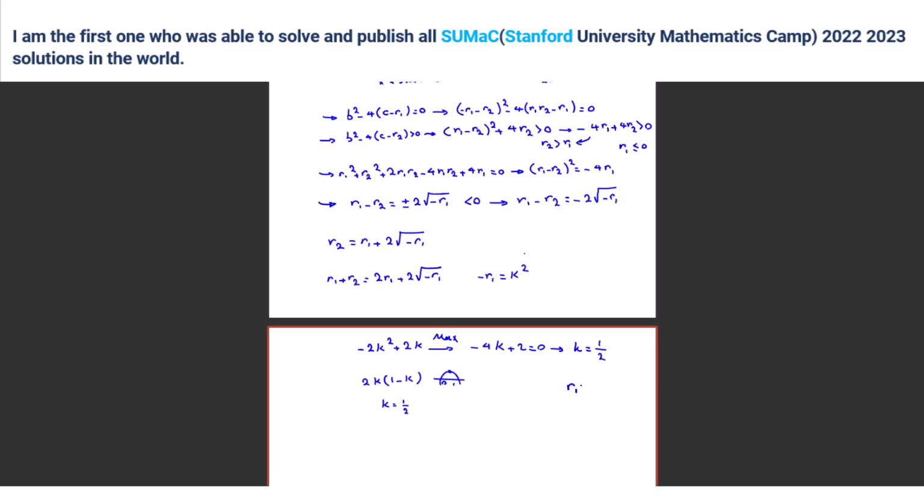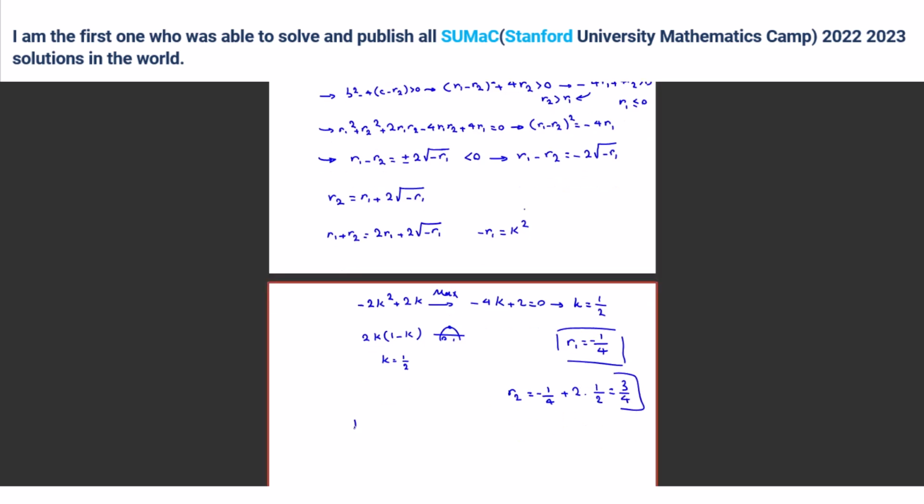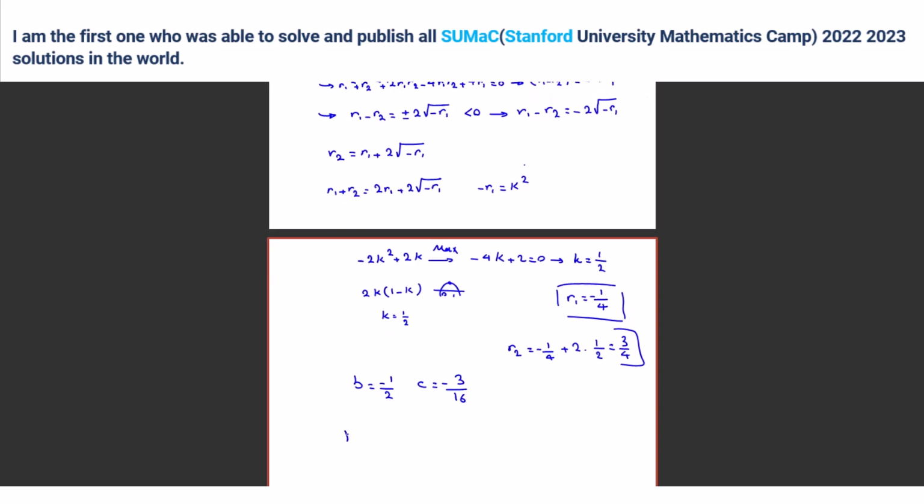So R1 is what then? R1 would be negative 1/4. R2 is what? 3/4, negative 1/4 plus 2 times 1/2. Good job. Now, B is what? B would be negative 1/2, right? C is what? C would be negative 3/16. Good job. So P of X is x squared minus 1/2 x minus 3/16.